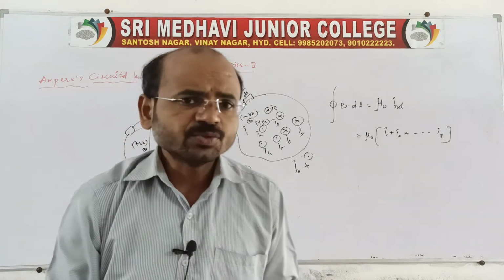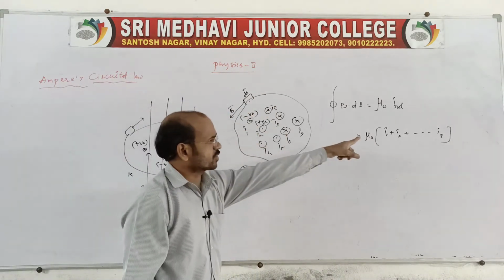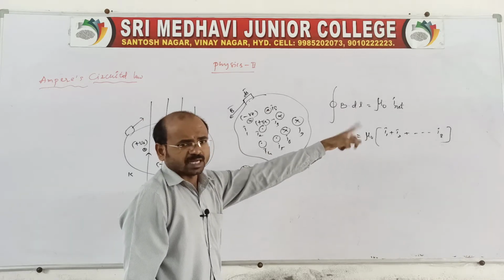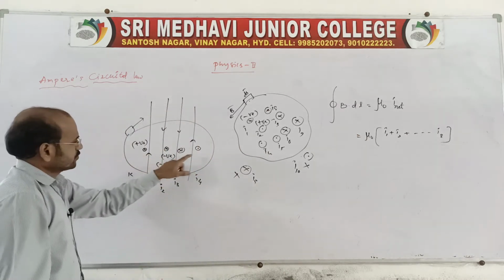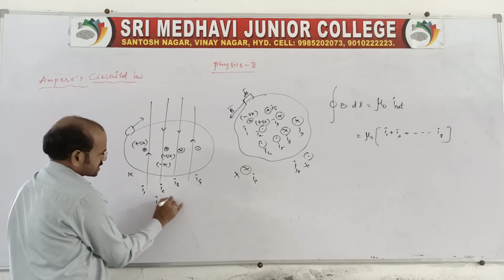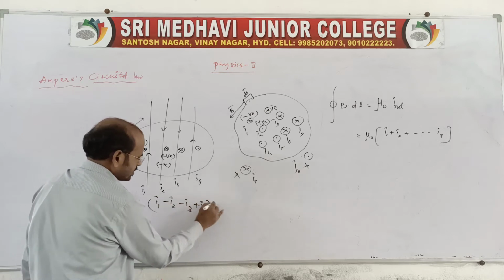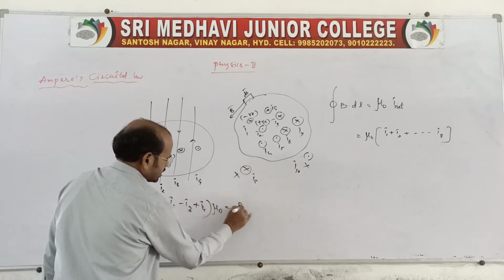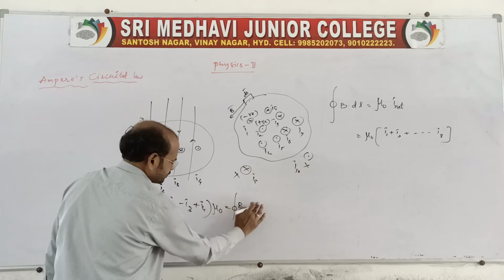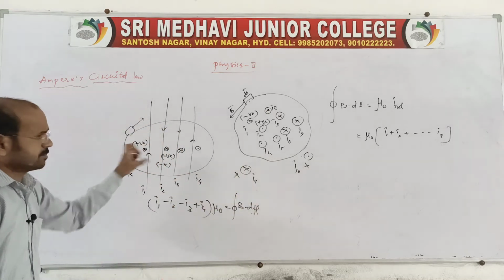Now let me tell you. So here it is given as positive, negative. Now based on that, you write minus, plus. Suppose here 1, 2, 3, 4 are there. So that I1 plus I2 minus I3 plus I4, times mu naught, is equal to closed integral B dot dl. This is actually the sign convention to be applied.